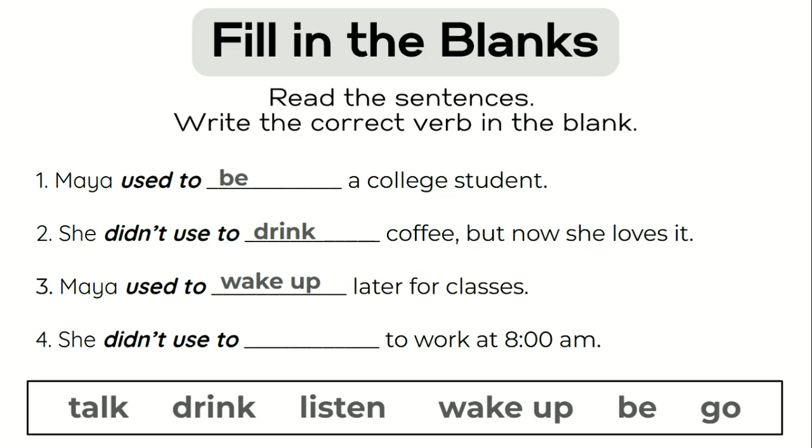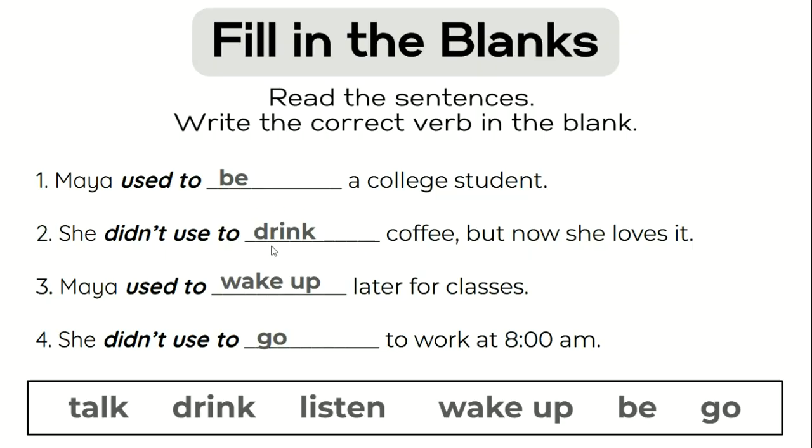And number 4, go. Let's read it. Number 4, she didn't used to go to work at 8 a.m. So again, what am I looking at here? What does this mean? So number 1, it means that in the past, Maya was a college student. Is she now? Nope.